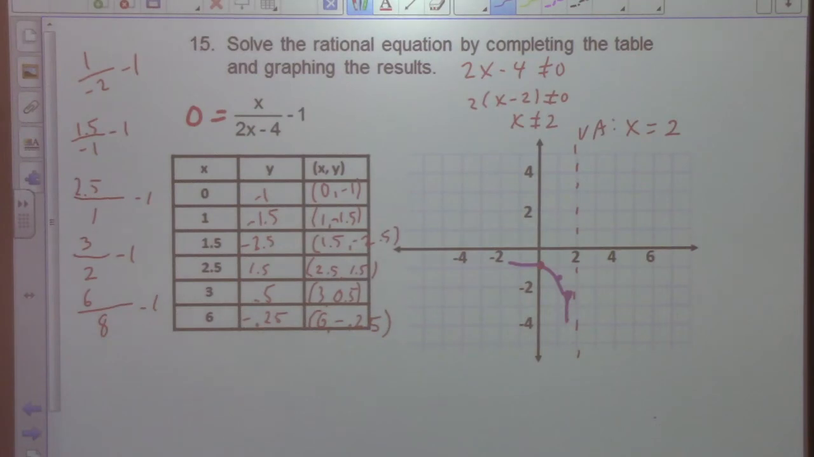I don't like the way that's drawn here. Let's try it again. Man, that is really not very good looking. That asymptote looks pretty good there.